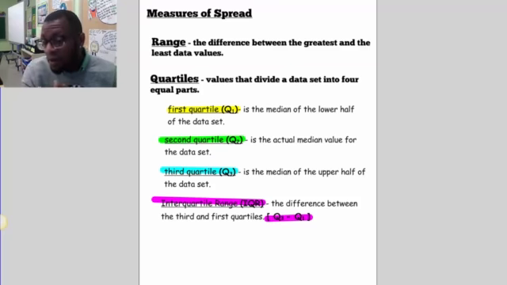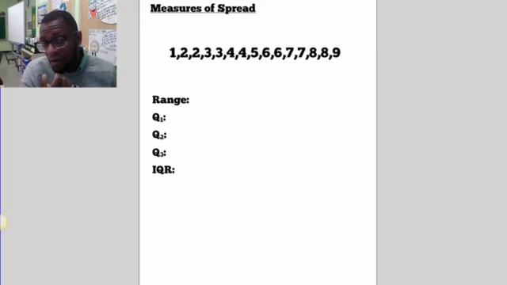Okay, so now let's look at an example of how we actually find these values. Okay, so we have this set of data 1, 2, 2, 3, 3, 4, 4, 5, 6, 6, 7, 7, 8, 8, and 9. And we want to find the following measures of spread. We want to find the range. We want to find the value for the first quartile, second quartile, and the third quartile, and the interquartile range. Okay, so the first thing that we're going to do, we see that our numbers are already in numerical order. If they aren't in numerical order, then put them in numerical order first before you proceed to find these values.